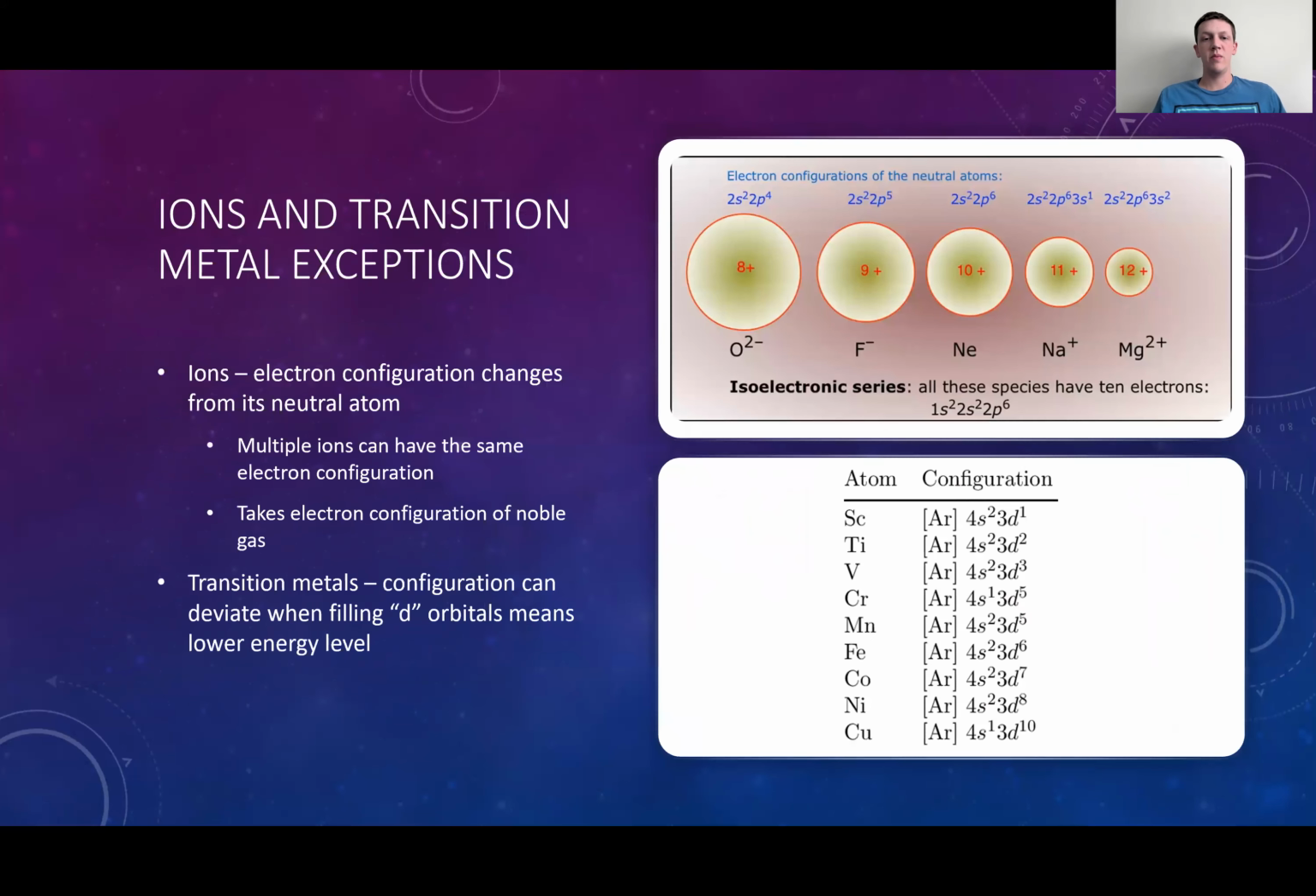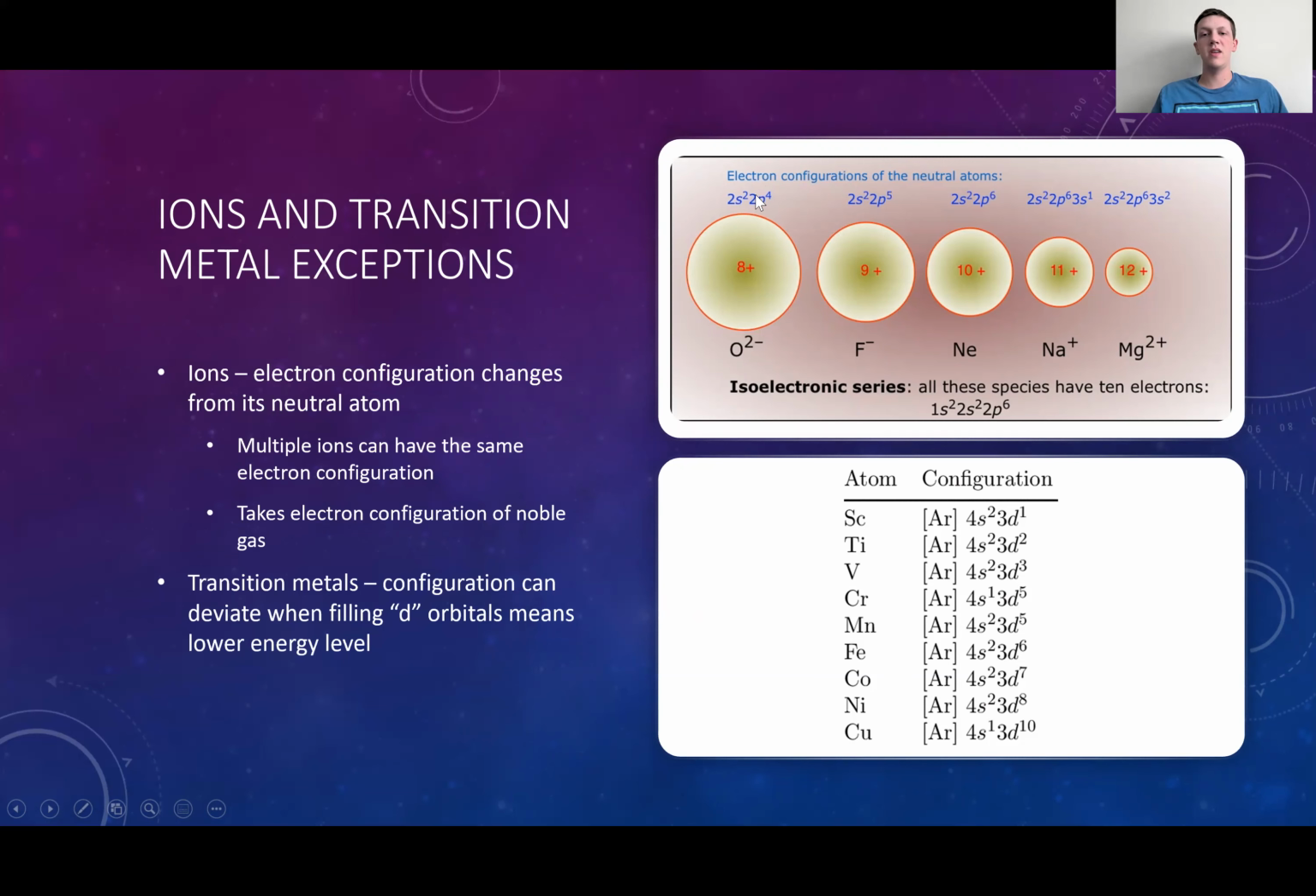Another thing to keep in mind is that with ions and transition metals, there are some things that don't necessarily follow the rules that we've covered so far. We'll start off by talking about the electron configurations of ions. In this picture over here, I have the ions of oxygen, fluorine, neon, sodium, magnesium. If you look at the neutral atom, so what it is when it's not an ion, this is the electron configuration. They've removed the 1s ones here just to make it shorter.